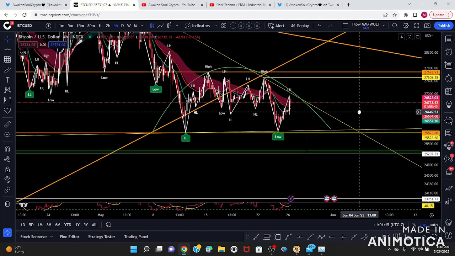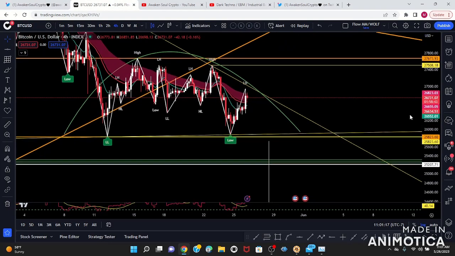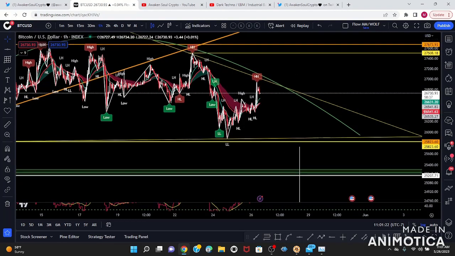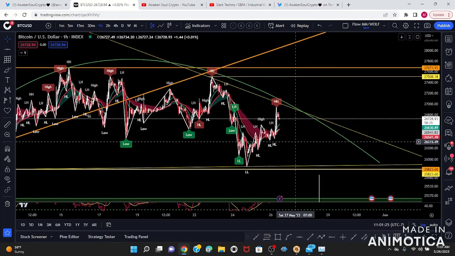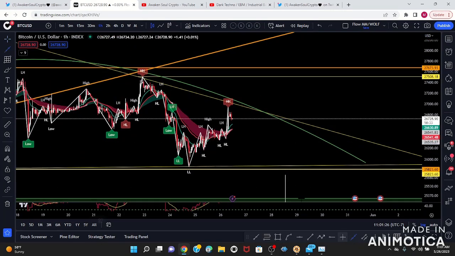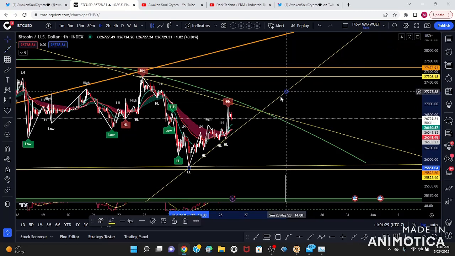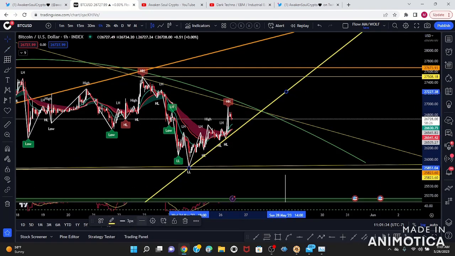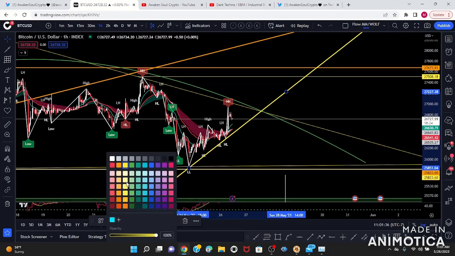Consistency is key for this game. So being here, I'm going to go to my hourly. I'm seeing a rejection right there on this daily trend line. What I want to see in my hourly to confirm another short is trend line breaks. I trade by trend line breaks.